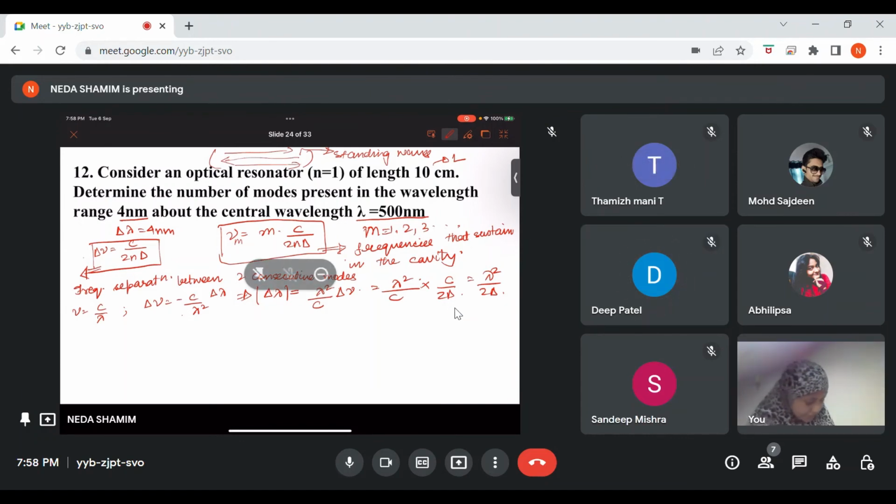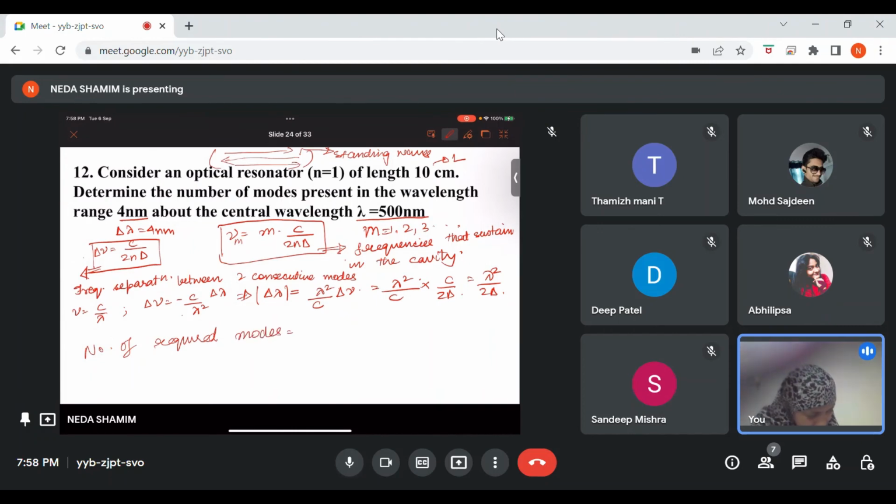We were into this. Now I hope you can solve this problem. I've given you all the hints. I'll tell you the answer. The number of modes is the number of required modes. The number of required modes is 3200. So from here you can proceed, I guess.